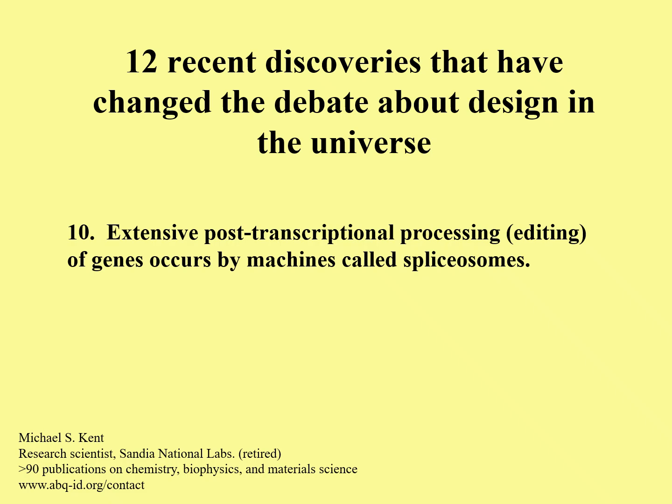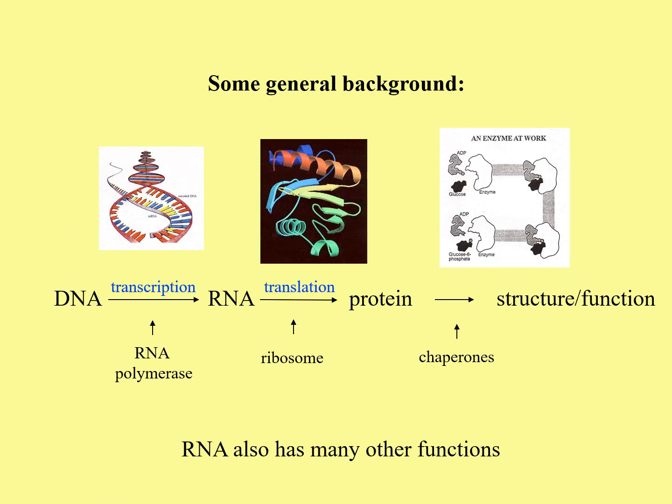The 10th recent discovery on the list is that extensive post-transcriptional processing or editing of genes occurs by machines called spliceosomes. To explain this topic, some general background information is needed.